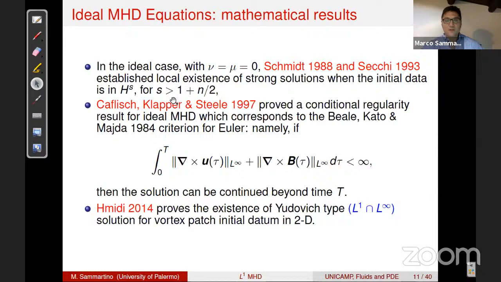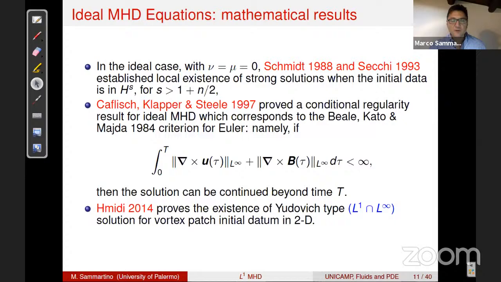So that right now, to have a blow up of the solution, you must have that the sum of the vorticity plus the current, so the curl of B, must accumulate sufficiently fast at the singularity time so that this integral diverges. And finally, there is this more recent and quite interesting result of Houdin in 2014, in which he proved the existence of Yudovich type solutions for vortex patches in 2D.